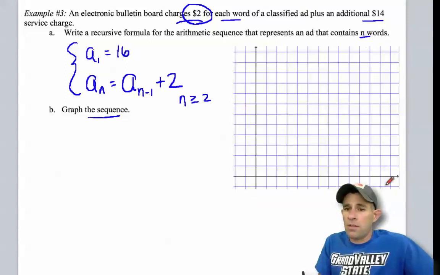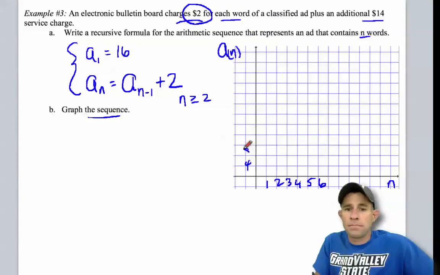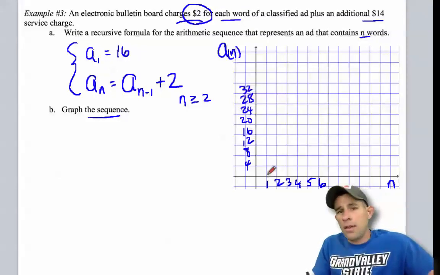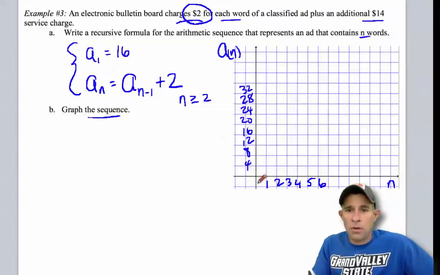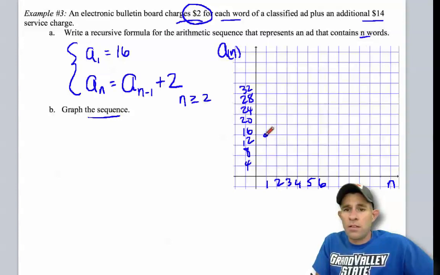So along our x-axis, we have n, our term numbers, or in this case, our number of words. Along the y-axis, we have our charge, and that's represented by a sub n. Okay, now that we have our axes labeled here, we're going to go ahead and plot our first term with one word we know is going to be $16. After that, we have a slope or a constant increase of 2. So our points should increase as such.